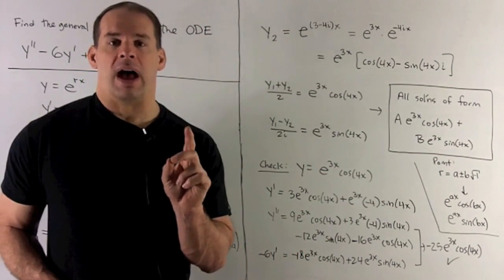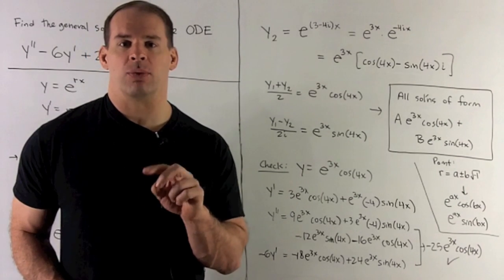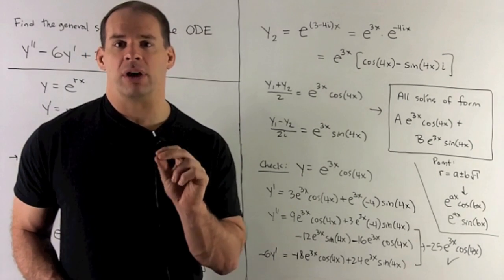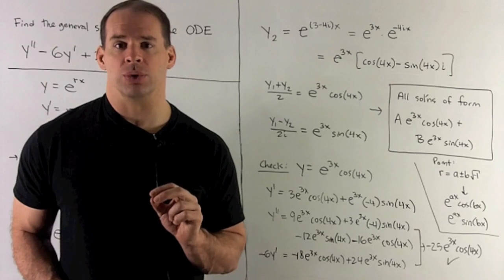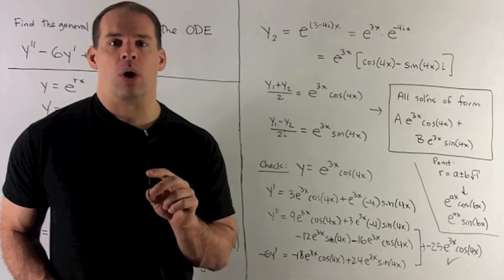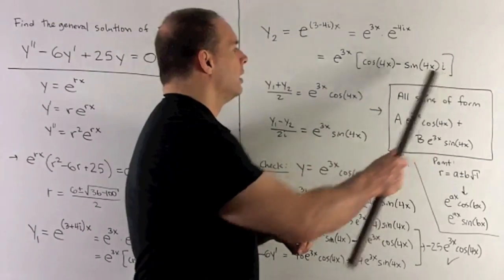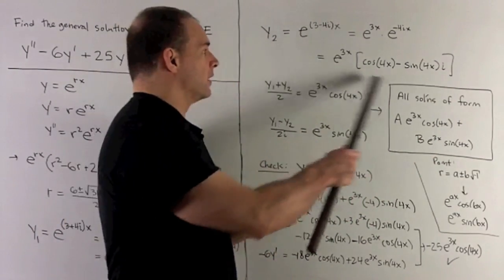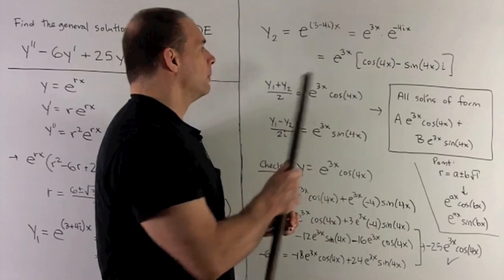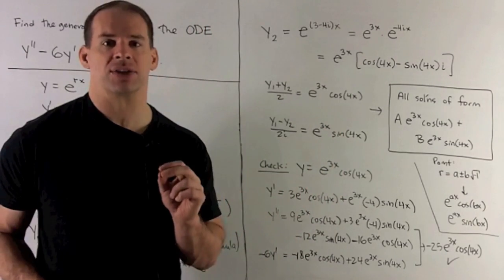All right, now our problem doesn't start off with complex numbers, it starts off with real numbers, so I have to get rid of the complex numbers for the solution. So I have to get rid of i. If you note, if I take y1 plus y2, this term here is going to drop out, and we'll have a 2 in front of this term, so I'll just divide by 2 to get this piece here. So I'll have e to the 3x cosine 4x.